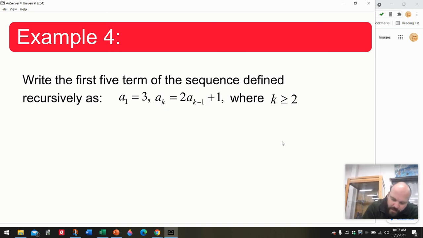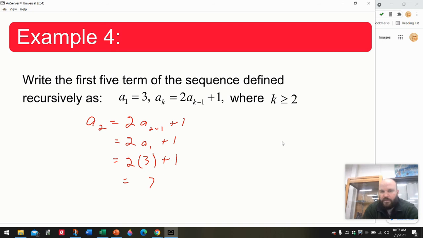So this is saying if I want a sub 2, so I'm putting a 2 in for k right there, then I need to take 2 times a sub 2 minus 1 plus 1. Well, that means 2 times a sub 1 plus 1. Now, what is a sub 1? A sub 1 is 3. So I will put the number 3 in there, and you'll see I'll get 7. So the second term in the sequence is 7.